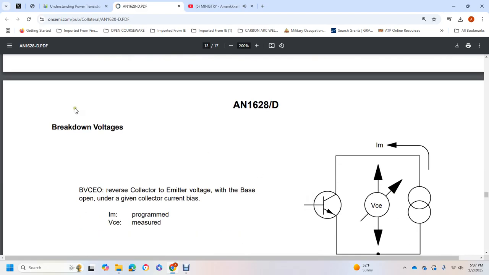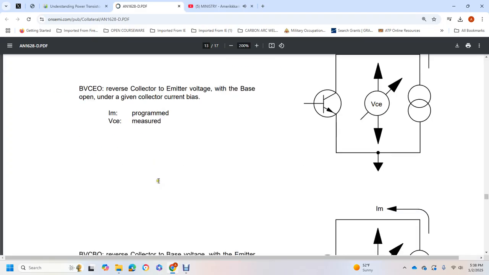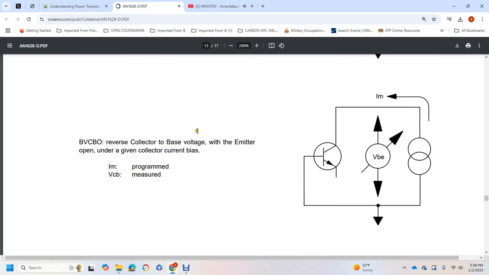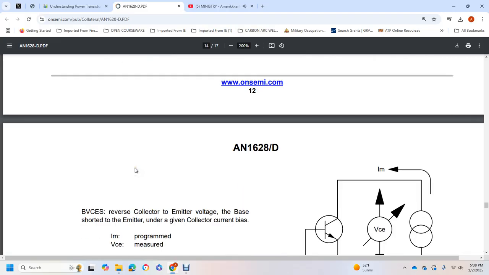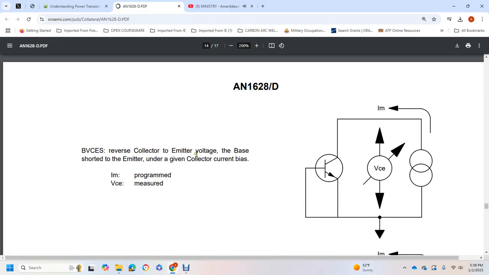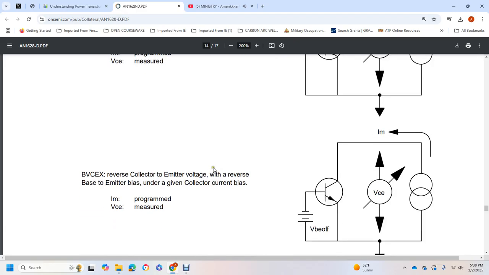Breakdown voltage BVCEO: reverse collector-emitter voltage, base open, under a given collector current bias. BVCBO: reverse collector-base voltage, emitter open, under a given collector current bias. BVCER: reverse collector-emitter voltage, base connected to the emitter with a low ohm resistor, under a given collector current bias. The resistor must be located as close as possible to the device under test. BVCES: reverse collector-emitter voltage, base shorted to the emitter, under a given collector current bias.